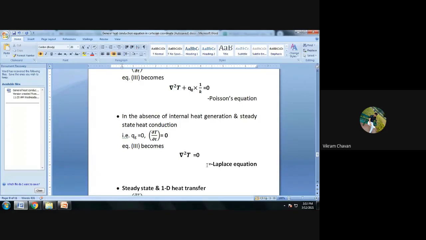So you can modify this equation and write it in general format as ∂²T/∂x² plus ∂²T/∂y² plus ∂²T/∂z² is equal to 0. Okay, so in this format also you can write this equation. Please write down the next form of the general heat conduction equation.